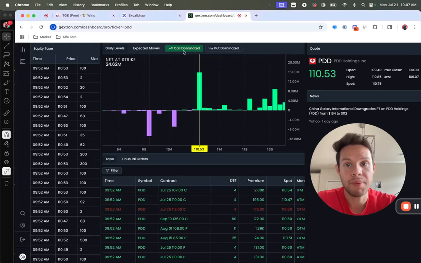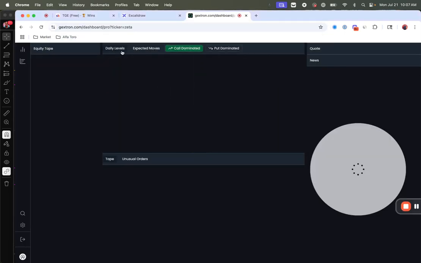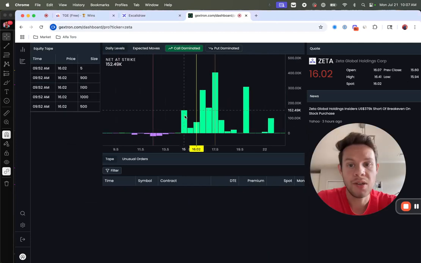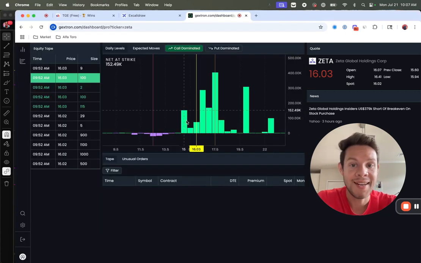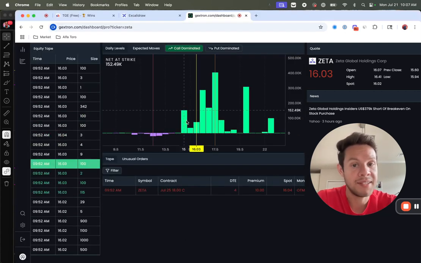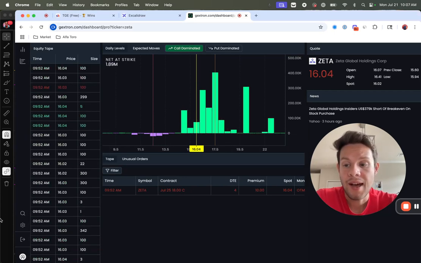Let's actually pull it up here on Gextron because I may need to update these levels actually. So at the time, 1450 was P-trans, and 15 is an area of interest. The data remains the same. It hasn't changed. The biggest max reward at the moment is 17.5.